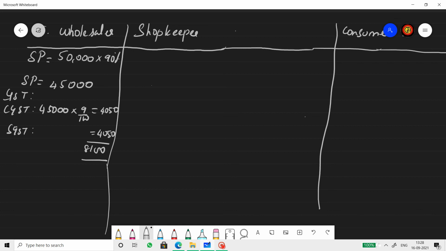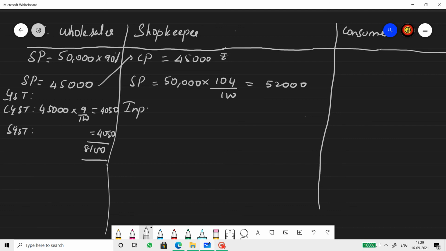Now let's get into the shopkeeper. The wholesaler's selling price is the shopkeeper's cost price. Cost price of the shopkeeper is 45,000 rupees. The shopkeeper sells at 4% above the marked price. So what is the marked price? Please make sure it's 50,000. So 50,000 and 4% above. So it is 104 by 100. Alright. And this works out to 52,000.